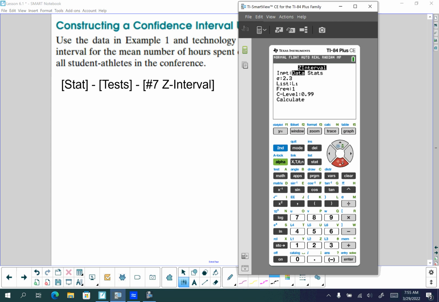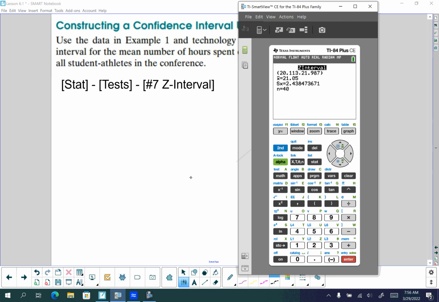Okay, and then you can choose the confidence level. This example, yesterday we did 95%. We want a 99% confidence level. So you're going to change your C level to 0.99, and then it'll calculate it for you. Just hit enter a couple times.